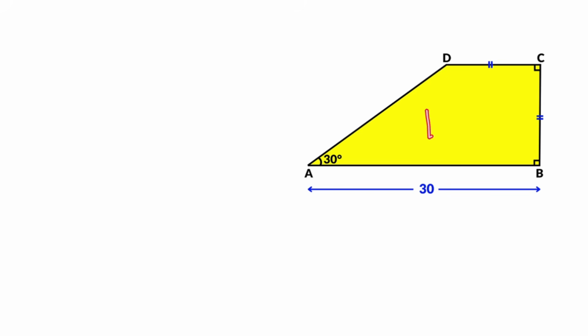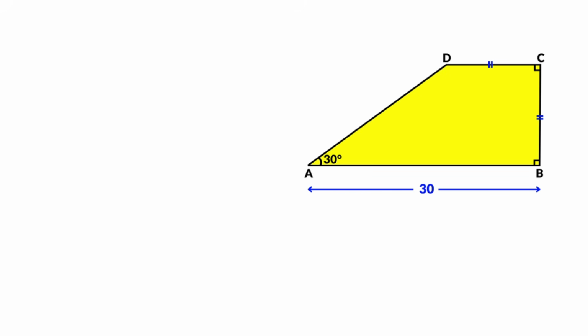We have trapezoid ABCD. The bottom base, AB, is 30 units long. Angle BAD measures 30 degrees. On the right side, BC is perpendicular to both bases, and we're told that BC and CD have the same length. Our goal is to find the exact area of the trapezoid.